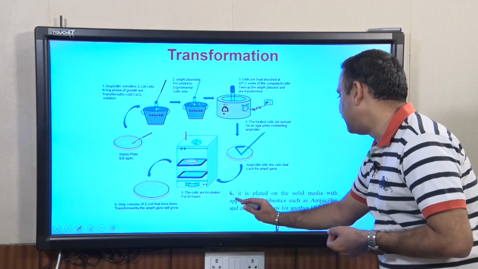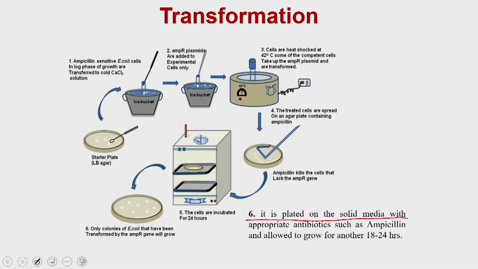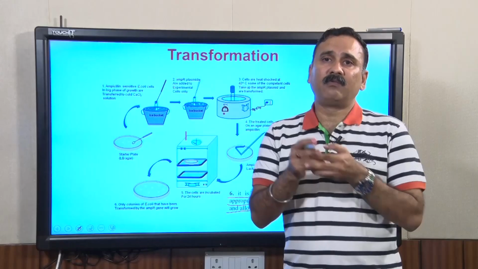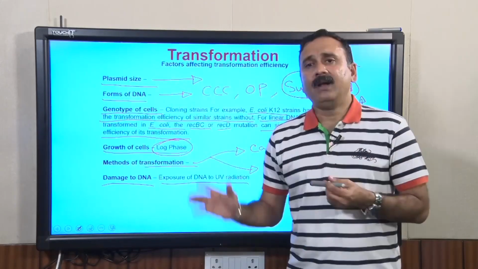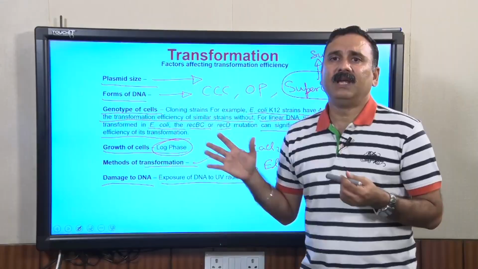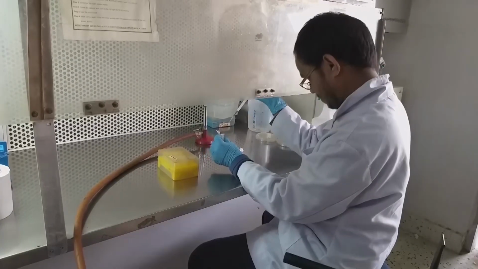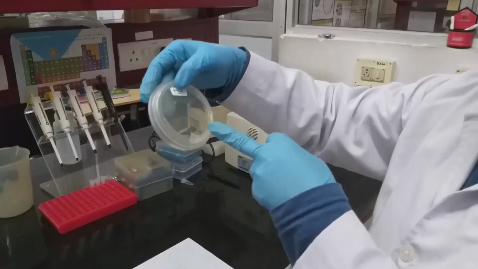So, in the last step, you are going to plate the transformed cells onto the solid media with appropriate antibiotics, such as ampicillin in this case, and then you allow them to grow for 18 to 24 hours. That is good enough for the bacteria to recover from the stresses, recover from the damages, and then it will start growing and give you the colony. And for practical purposes, we are also going to show you a small movie clip from my lab.